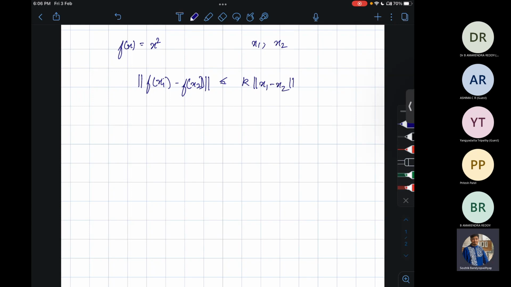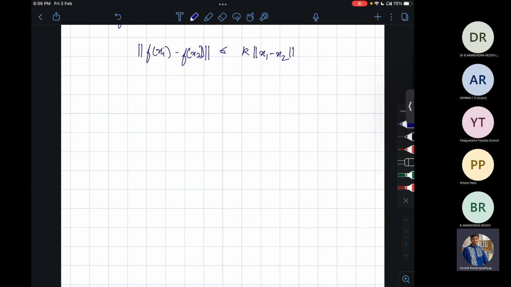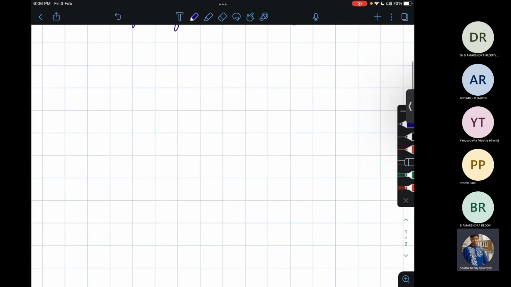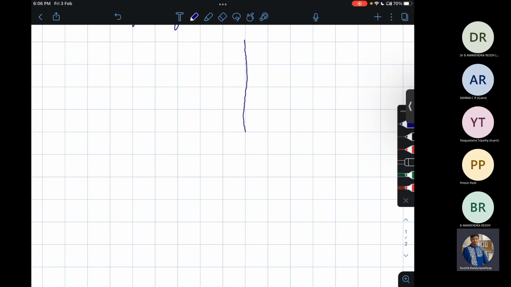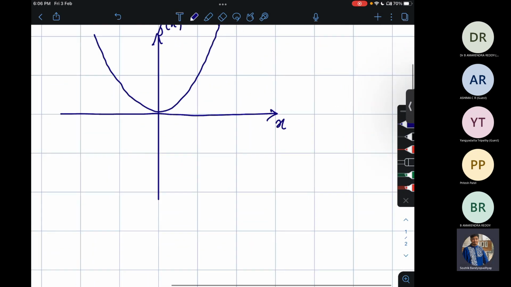Now, this is a very vague statement, and to demystify it a little bit, let's look at some intuition behind this. So if you graph the function of x square over here, it would look like this. Herein lies x, and herein lies f(x), right? Now, if you look at 2 points over here, let's say here and here, the theorem is saying that the slope is bounded by some constant k.